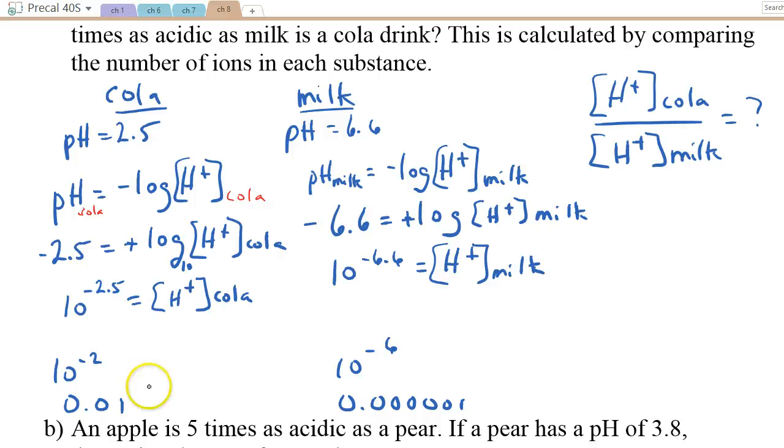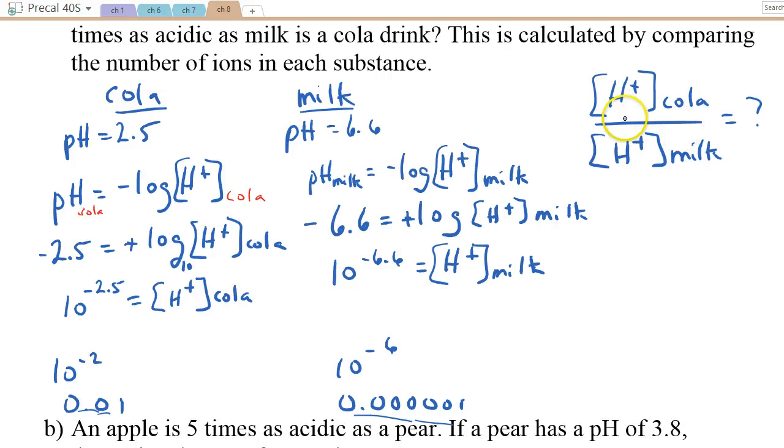So you can, just by inspection, say, hey, there's way more here than there are here. And this is the nice thing about the logarithmic scale. 2.5 and 6.6 are much more manageable to get a sense of. If you had to deal with these big decimals, it'd be harder to get a good sense of how acidic something was. So we plug in our numbers here.